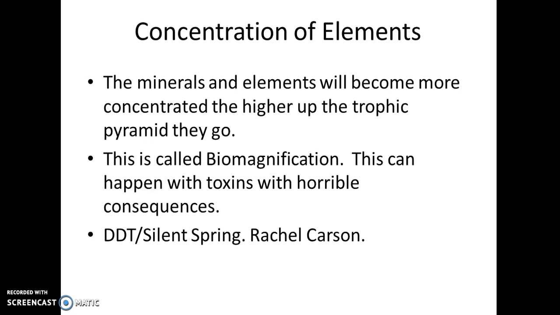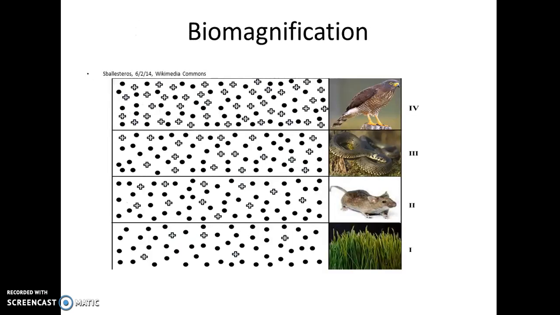Now, concentration of elements. The minerals and elements will become more concentrated the higher up the trophic pyramid you go. This is called biomagnification or bioaccumulation. So this happens with toxins with horrible consequences, like with DDT. So we have the pesticides sprayed here, right? Pesticides plus, and the mice eat them, and the mice eat a lot of grass. So we have a higher concentration of pesticides, the plus things.